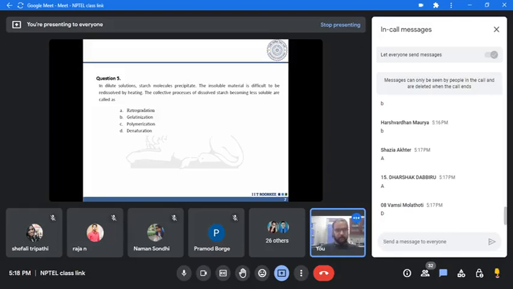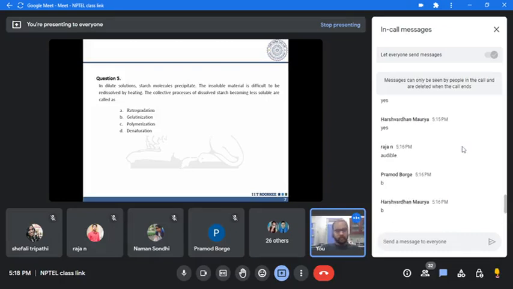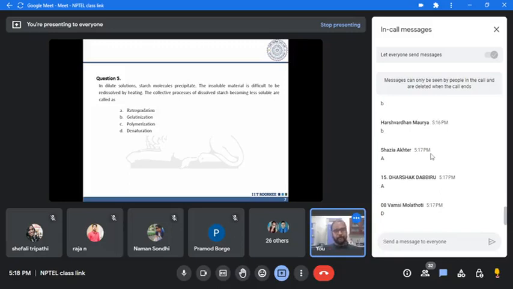Darshak is saying A. Sajia Akhtar is also saying A. Harshvardhan Maurya is saying B. Please answer.